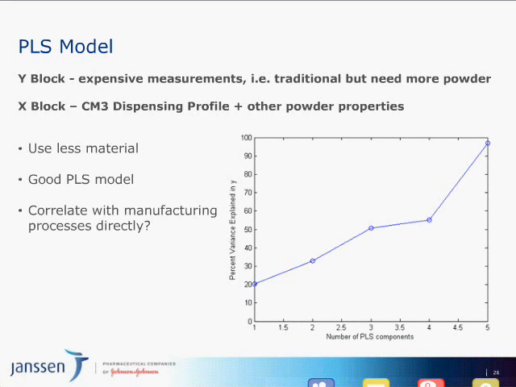We're using some partial least square regression techniques to put the CM3 dispensing profiles and the other powder properties like particle size, shape, bulk and tap density together to construct this model. So we can see from here, by using 5 principal components, you can explain over 95% of variance of angle of repose.